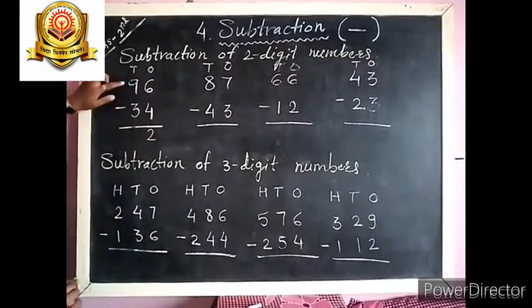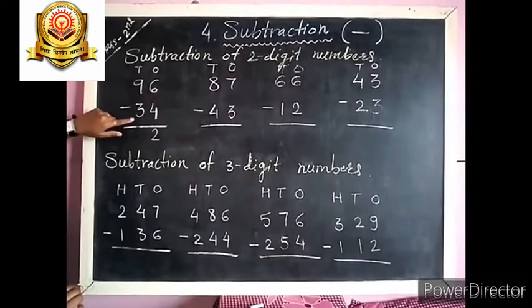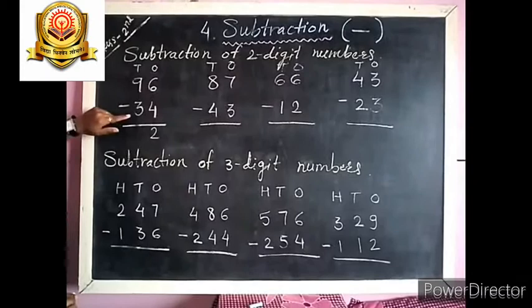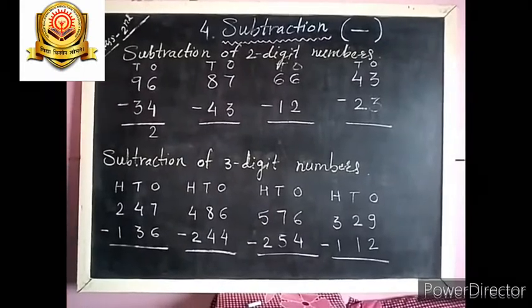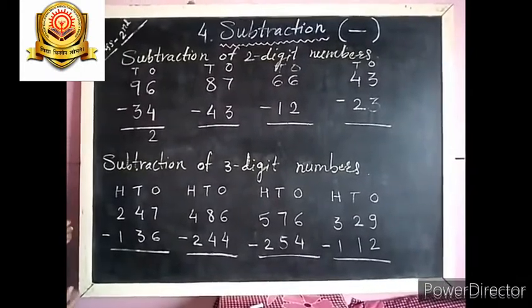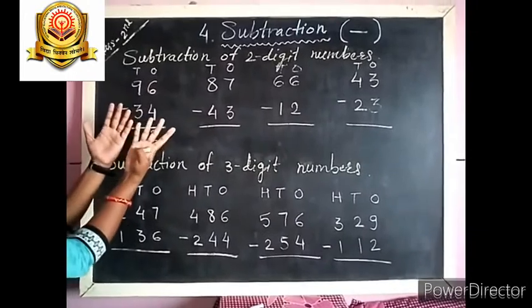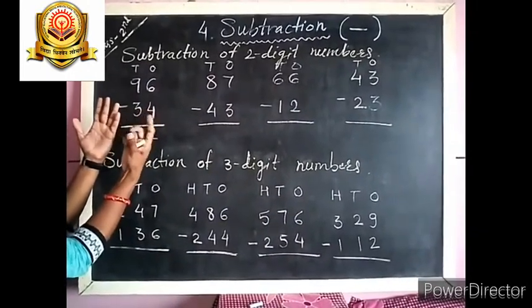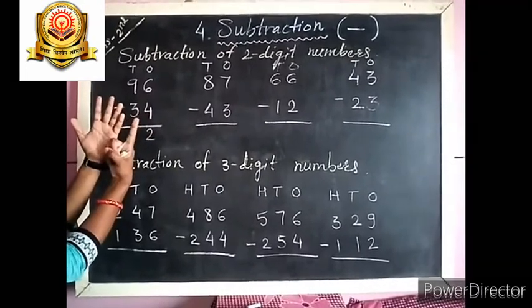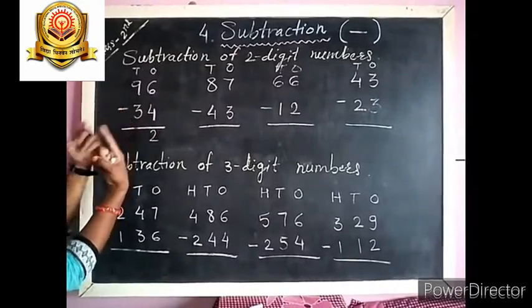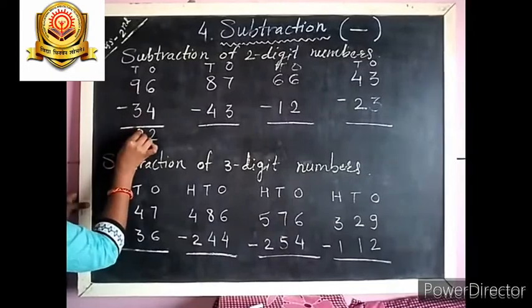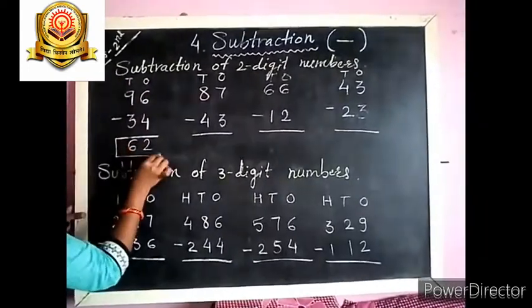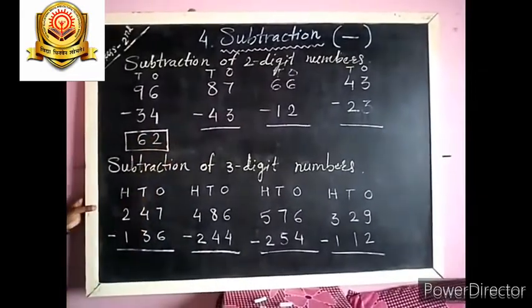Now tens column. 3 tens from 9 tens. Subtract 3 from 9. So we have to take firstly 9 fingers and remove 3 fingers. 1, 2, 3. How many fingers remaining? 6 fingers. Very good. So write 6 under tens column. So our answer is 62.